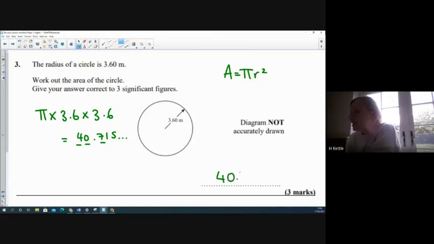Now in the revision list, it says to be able to work out the area of a quarter of a circle. So if I'd only asked you for the area of a quarter of this circle, if I just asked you for the area of this bit, for example, we would have done exactly the same thing. But at the end, we would either multiply our answer by a quarter, or very simply just divide by 4, half it and half it again. If we only want a quarter of the circle, we can just divide it by 4.